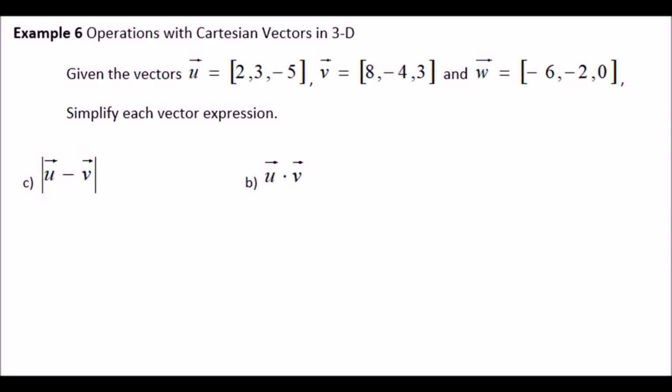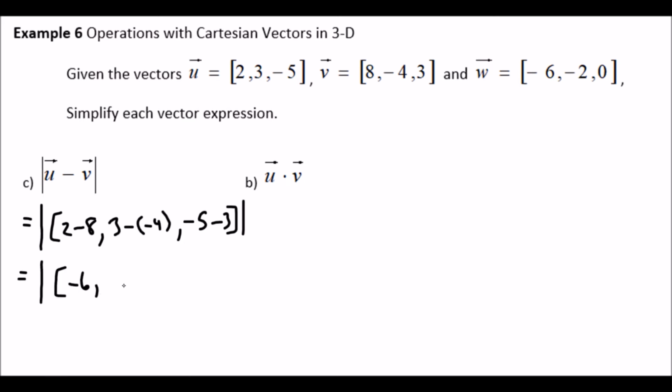So again, given the same vectors here, I want the magnitude of u minus v. So what I'm going to do is find that vector u minus v first. So this is really equal to the magnitude of u minus v. The first one will be 2 minus 8, comma. The middle coordinates are going to be 3 minus negative 4, comma. And then the last one's going to be 5 minus 3. I'm just subtracting u minus v. So this is going to give me the magnitude of negative 6, 7, and negative 8.